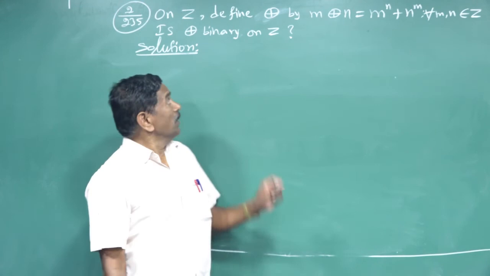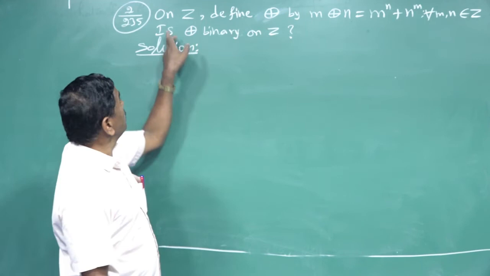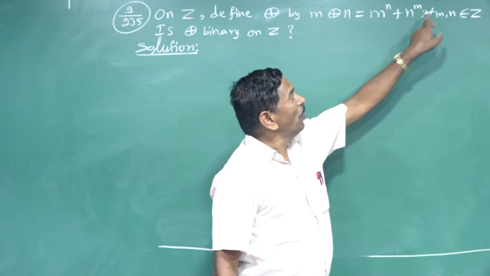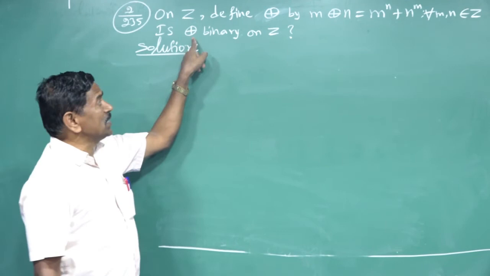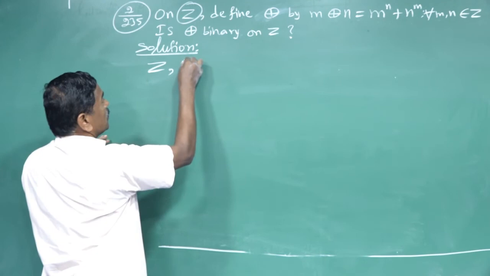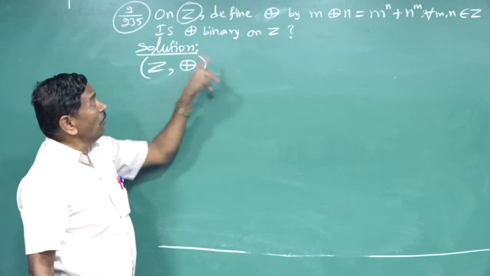Children, listen. Here is the second question from the first exercise, Exercise 12.1. On Z, define circle plus by M circle plus N is equal to M power N plus N power M, for all M, N belonging to Z. Is circle plus binary on Z? Listen carefully. Here Z is a set and circle plus is the operation. Whether circle plus is a binary operation or not, that is our question.